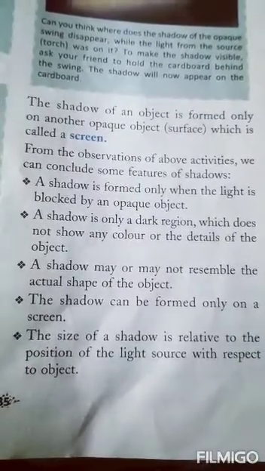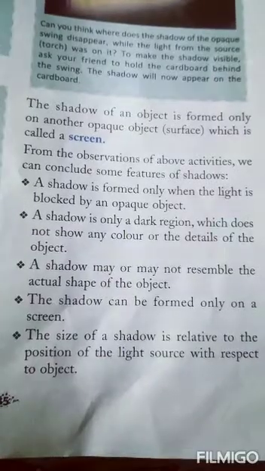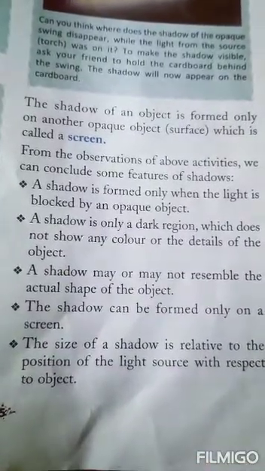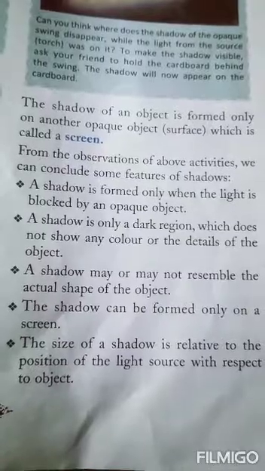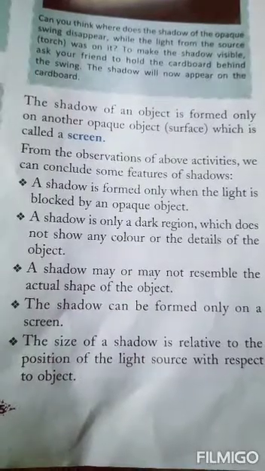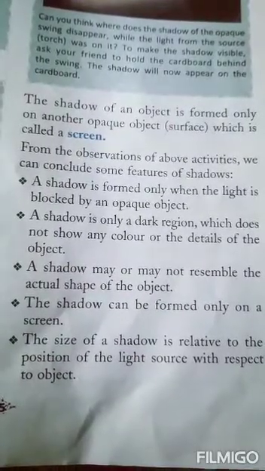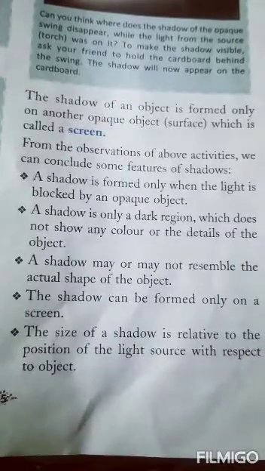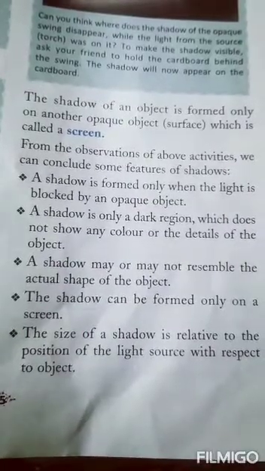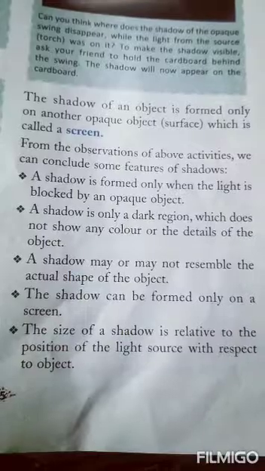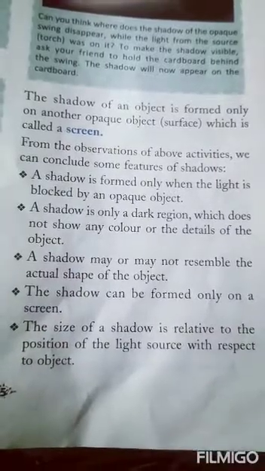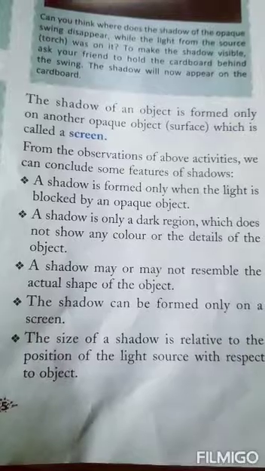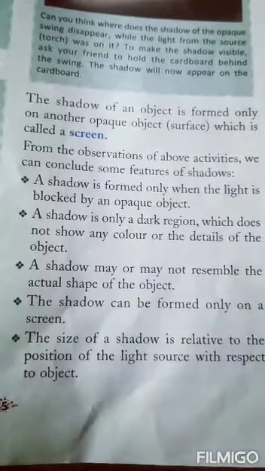When we move the object away from the source of light, it is smaller in size, and when the object is moved closer to the source of light, it is bigger in size. So it means it doesn't resemble the actual shape of the object. The shadow can be formed only on a screen. So there is always a need of a screen to form a shadow.